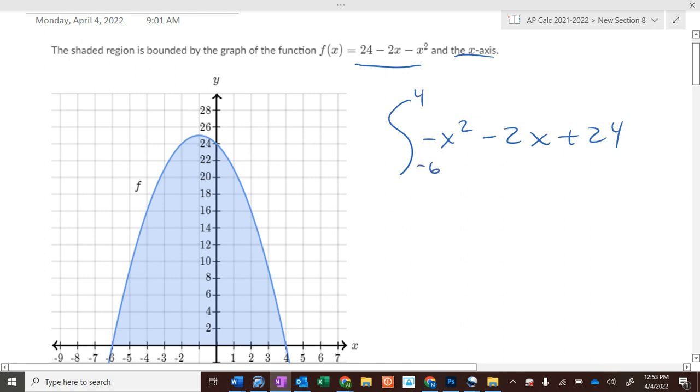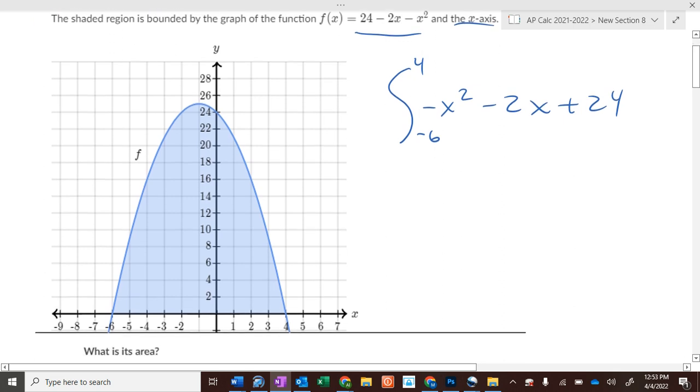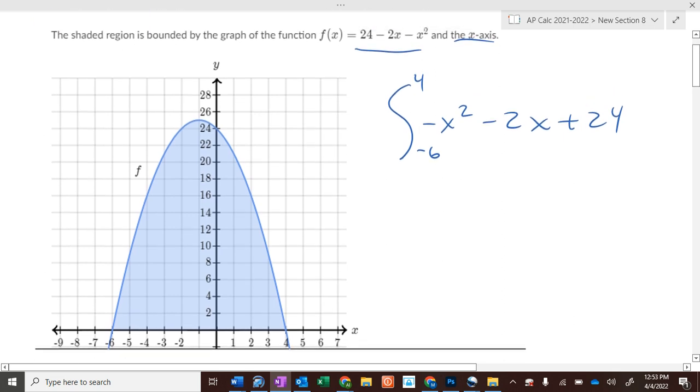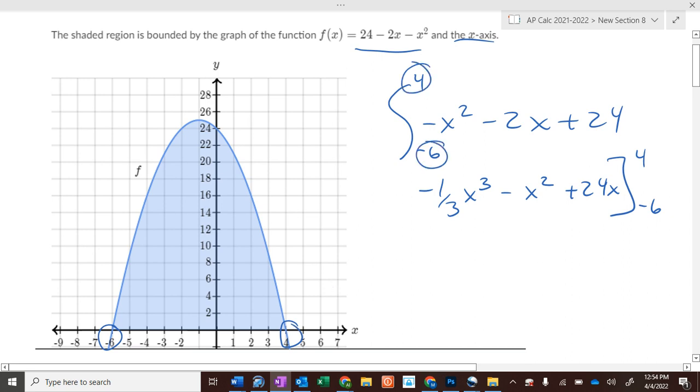How did I get negative 6 to 4? Because it goes from negative 6 to 4 on the x-axis. So, negative 1/3 x cubed minus x squared plus 24x from 4 to negative 6, and you stick in the numbers. Where's the C? There is no C, because we have numbers. It's a definite integral, so there's no C's in definite integrals.